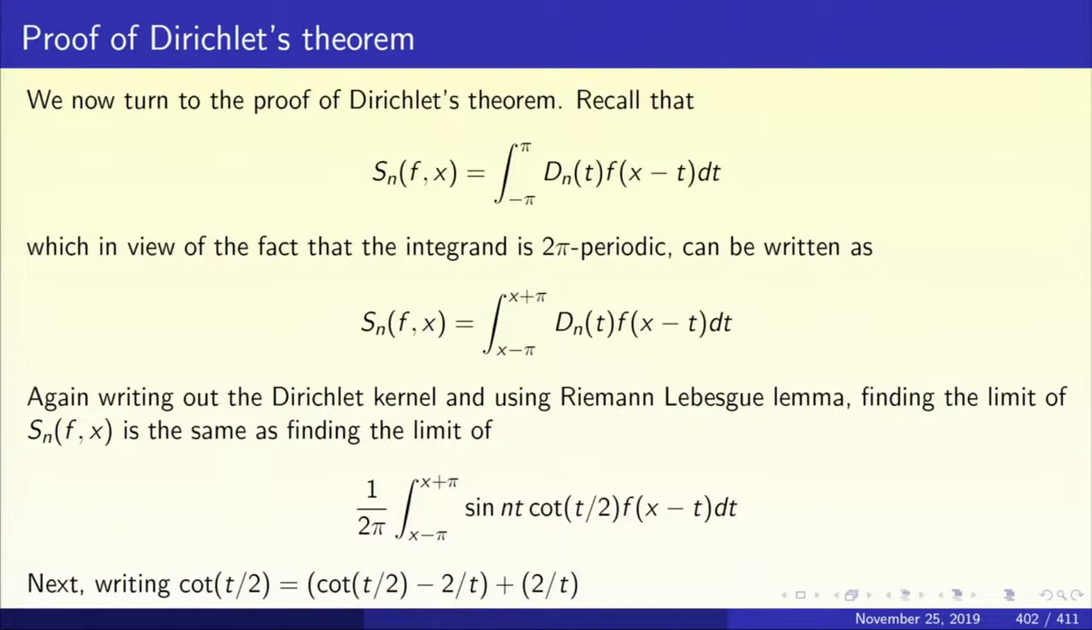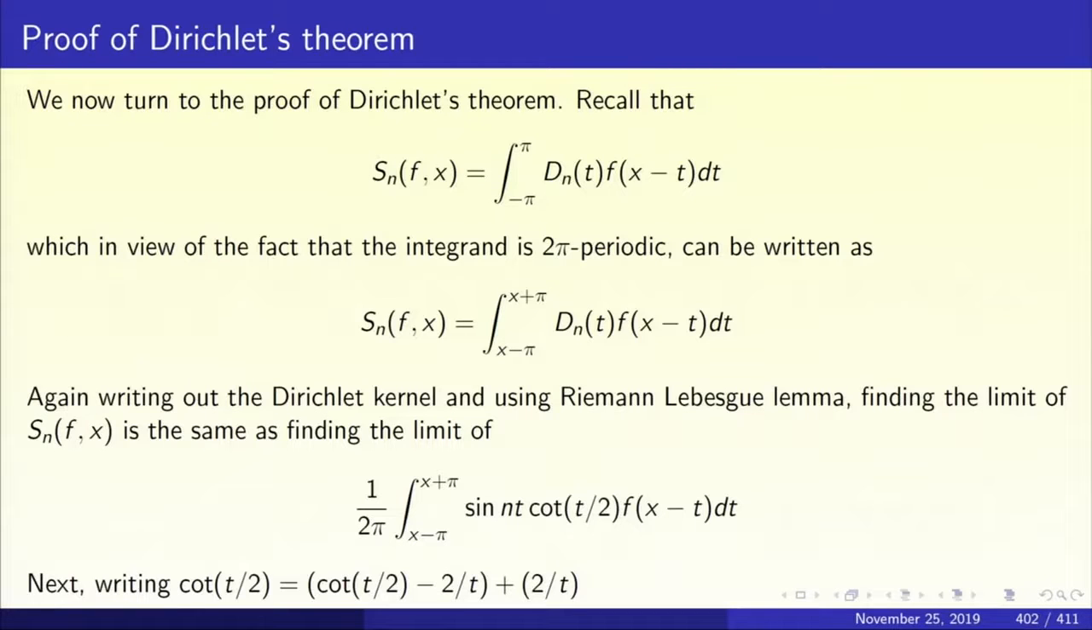So now we must write out the Dirichlet kernel. The Dirichlet kernel consists of two pieces, an isolated cos nt term. But cos nt into f(x minus t) dt will go to 0 by the Riemann-Lebesgue lemma. There will be a sin nt into cot(t/2) term, which is a troublesome term, and that has been displayed here: 1 upon 2 pi integral from x minus pi to x plus pi of sin nt cot(t/2) f(x minus t) dt. It is this piece that we must worry about, and we must take the limit of this as n tends to infinity. The other piece went to 0 anyway.